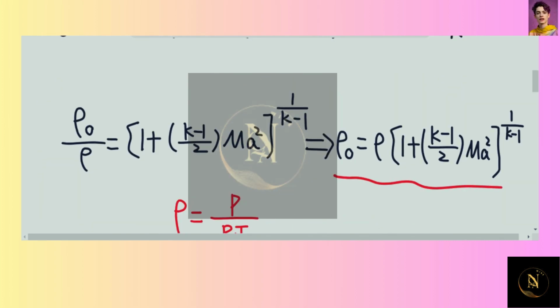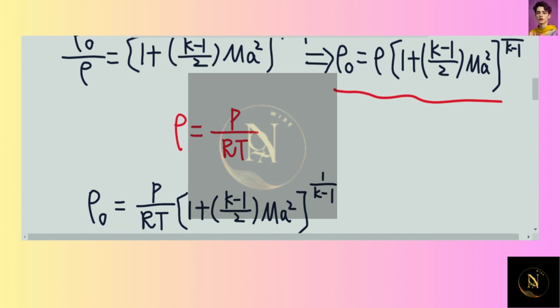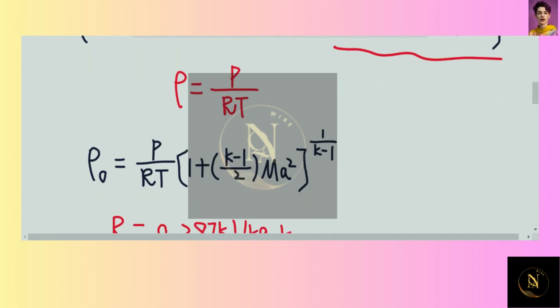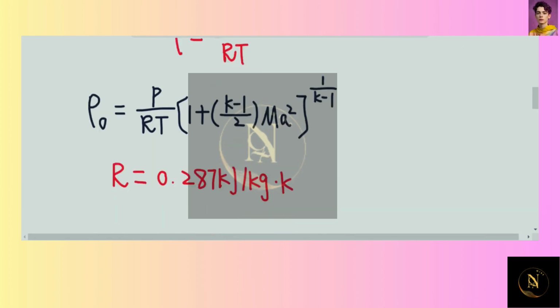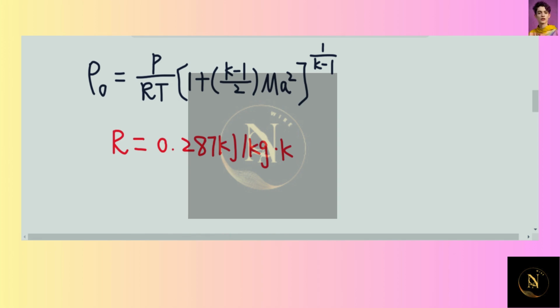Okay, so now let's take a look at the stagnation density of the air. We have rho 0 is equal to rho times (1 plus (K minus 1) over 2 times Ma squared) to the power of 1 over K minus 1. We know density can be expressed as P over RT. So we have rho 0 is equal to P over RT times (1 plus (K minus 1) over 2 times Ma squared) to the power of 1 over K minus 1. We know the gas constant is 0.287 kilojoule per kilogram times Kelvin.